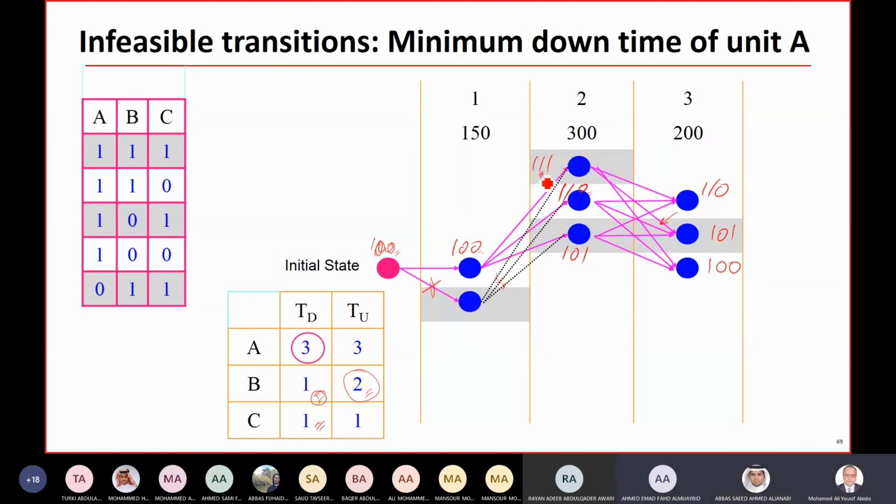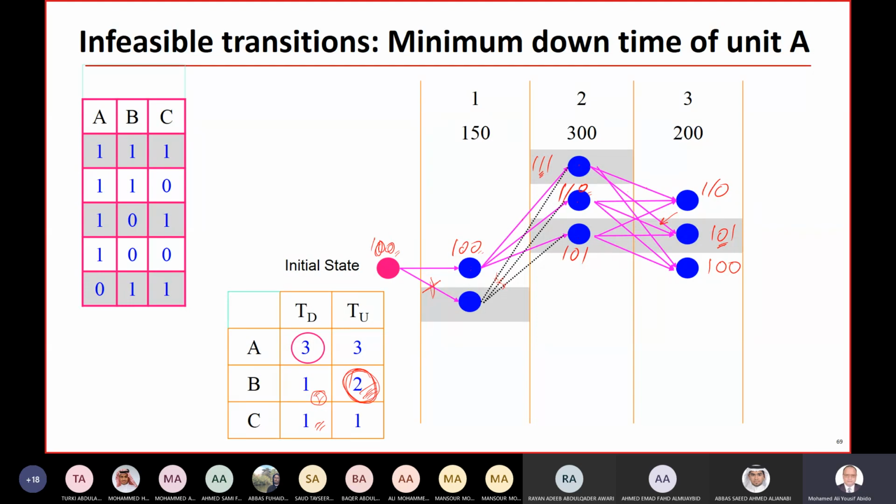Because unit B has a minimum of 2 hours, 2 periods. If you turn on machine number 2, you have to keep it on for 2 hours. So here it was 0, and then you turn it on, and then you turn it off. This violates the limits. This violates the constraints. And this shouldn't be the case. Even this link should be broken and shouldn't be investigated, because it is an unfeasible link, an unfeasible movement, an unfeasible solution to have 111 and then 101.